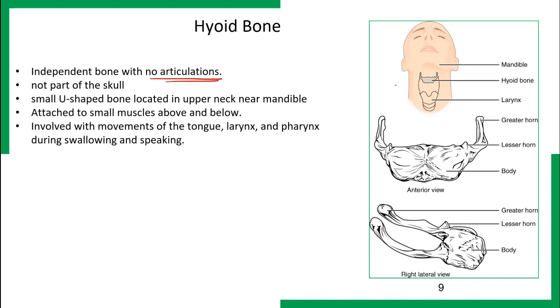So when you look at it, you've got the lower jaw right here, the mandible, and the hyoid bone is just located in the upper neck, right? So it's above the larynx, and it's just sitting over there. It's attached to the body with the help of small muscles. And the function of the hyoid bone is involved with the tongue, the larynx, the voice box, the pharynx, the throat during swallowing and speaking. So it helps with that.